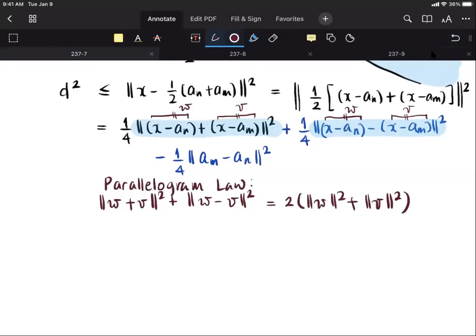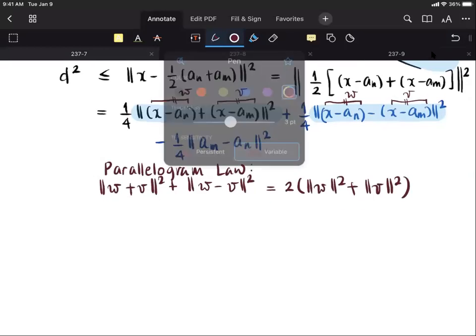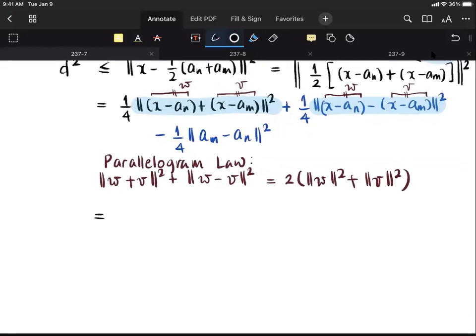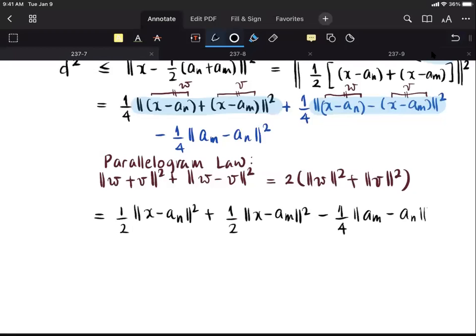Okay, so with this, we have the following equation. So continuing, we gain a factor 2, and since we have a denominator 4, we will have 1/2 the norm of w squared. So that is 1/2 times the norm of x minus an squared plus 1/2 times the norm of x minus am squared minus 1/4 the norm of am minus an squared.